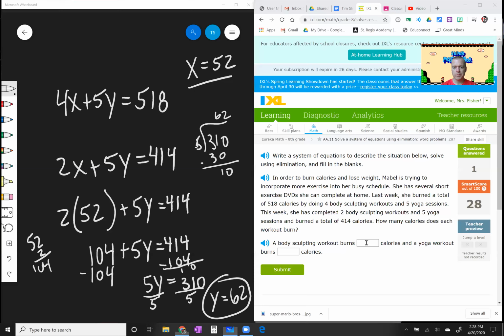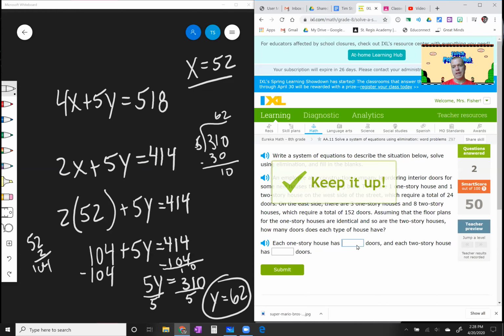Go back to your problem. Sculpting was our x value, right? So that was 52. Yoga was the y value. Yoga for y, that makes sense, 62. And there you go. So that is all you're doing, right? 2 questions, you're already at 50% if you take your time. So ideally, if you take your time and do these, you should be done after 4 questions, I would think. Because I only did 2 and I'm already at 50%.